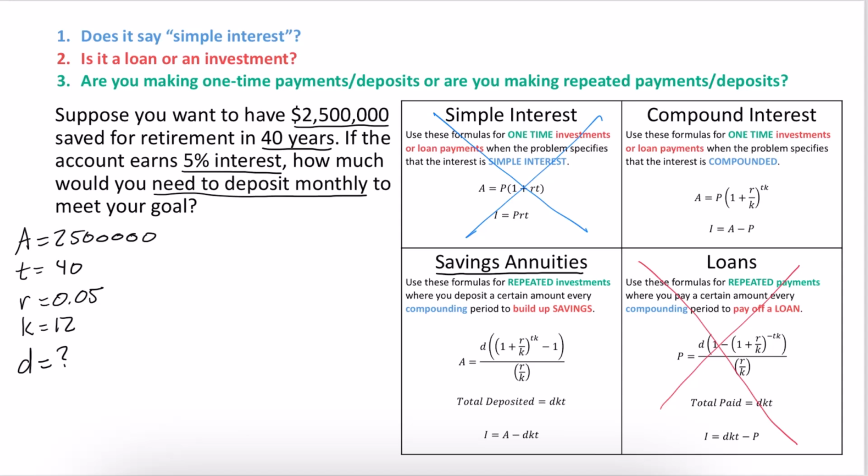Now remember, it could still be a savings situation where you are investing a whole bunch of money one time and then it just sits in the account for 40 years. In that case, it would be compound interest. But in this problem, we were asked how much we would need to deposit on a monthly basis, which means we're making repeated investments. And so that's what eliminates compound interest and tells us that it's going to be the savings annuities formula. So that's how you would identify the formula for this word problem.